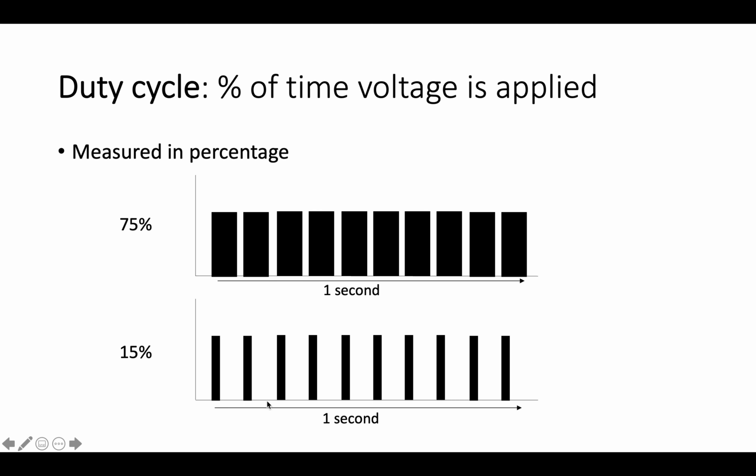So both these two examples here, they have the same frequency. 1, 2, 3, 4, 5, 6, 7, 8, 9, 10. So these are both a frequency of 10. So 10 hertz means there's 10 little on pulses per second. But the 75% duty cycle, even though they have the same frequency, this one's going to be a lot more electricity being put out to your system because it's on for longer for each of those frequency cycles.